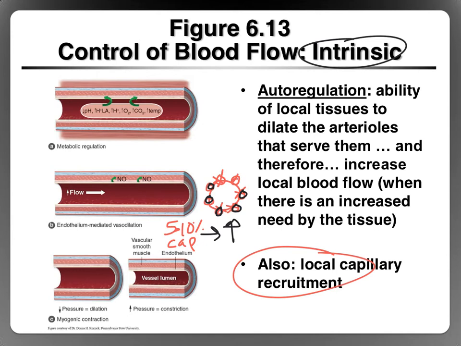So we've got the autoregulation of the tissue itself, which causes vasodilation of the arterioles that are feeding the capillaries. And we also get a recruitment of more of the existing capillaries, which helps to take in that additional blood flow that's coming from the arterioles that have been vasodilated and therefore have more flow.